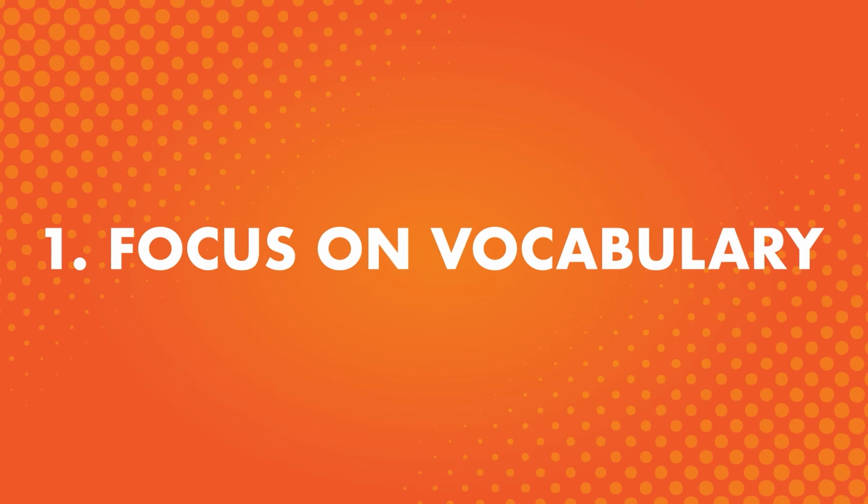Number one, focus on vocabulary. If your goal is to speak like a native, you might be really focused on speaking quickly or using as many complex grammar patterns as possible. But in our native languages, we're not always trying to speak as fast as possible. And we use complex grammar patterns when necessary, not to show off.